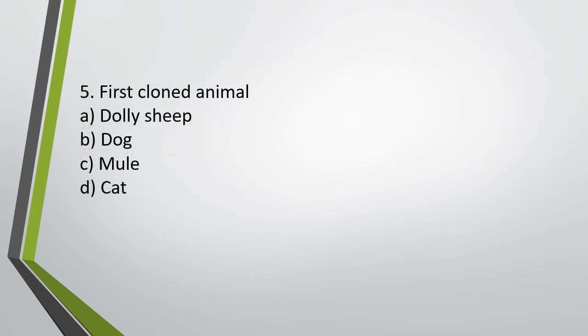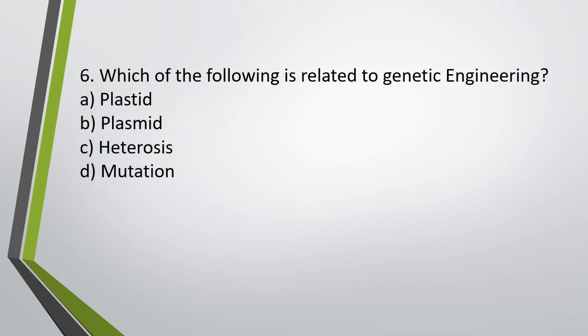Question number 5. First cloned animal, Dolly the sheep, dog, mule or cat. First animal which was cloned. Correct answer is option A, Dolly sheep. Question number 6. Which of the following is related to genetic engineering? Plastid, plasmid, heterosis, mutation. The correct answer is option B, plasmid. And what is plasmid used for in genetic engineering? It is used as a vector.